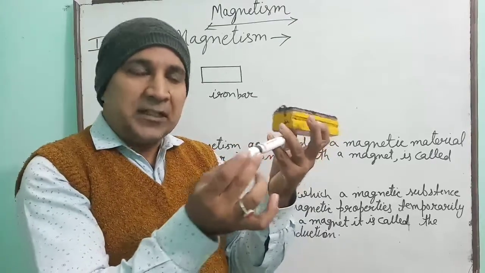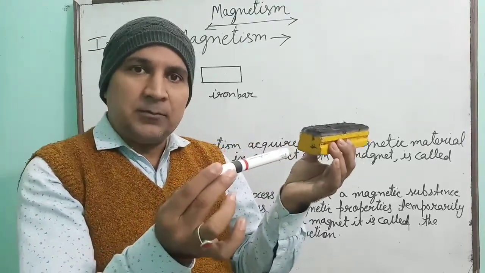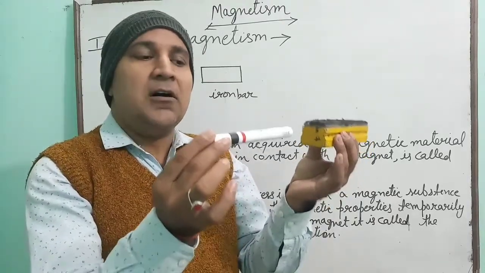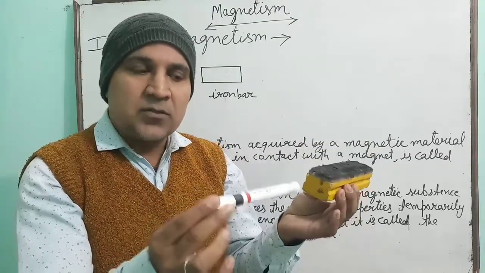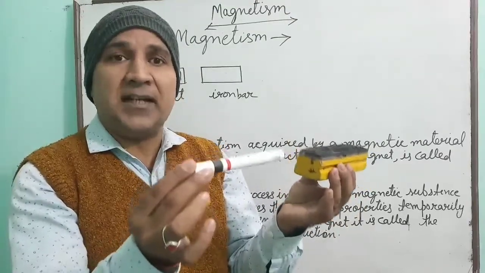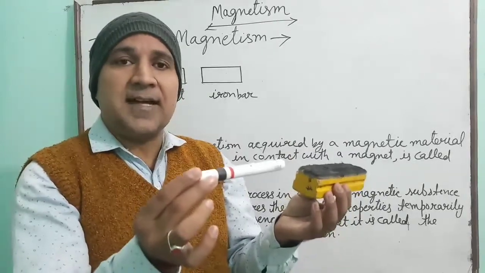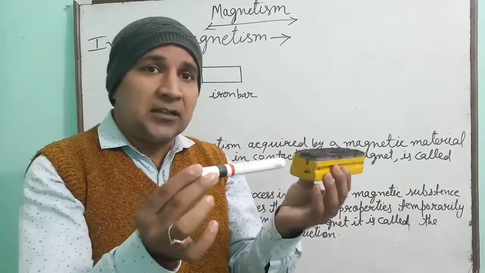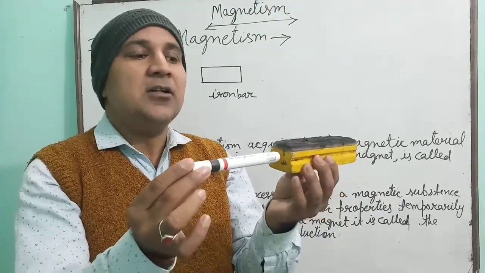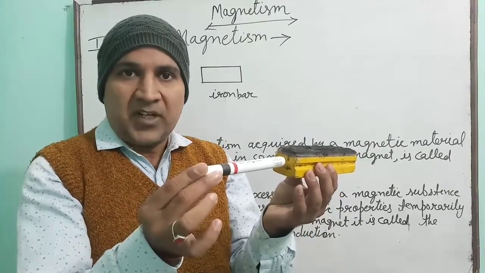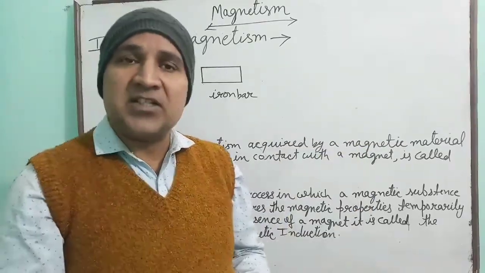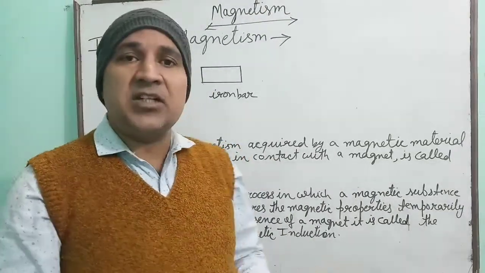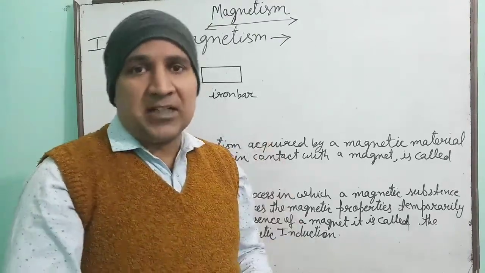It means because of this magnet, this unmagnetized material also behaves like a magnet. So this is called induced magnetism. This unmagnetized material is gaining the property of a magnet in the presence of another magnet near it or in contact. Understood? This type of magnetism is called induced magnetism. You have to remember, induced magnetism is a temporary magnetism.